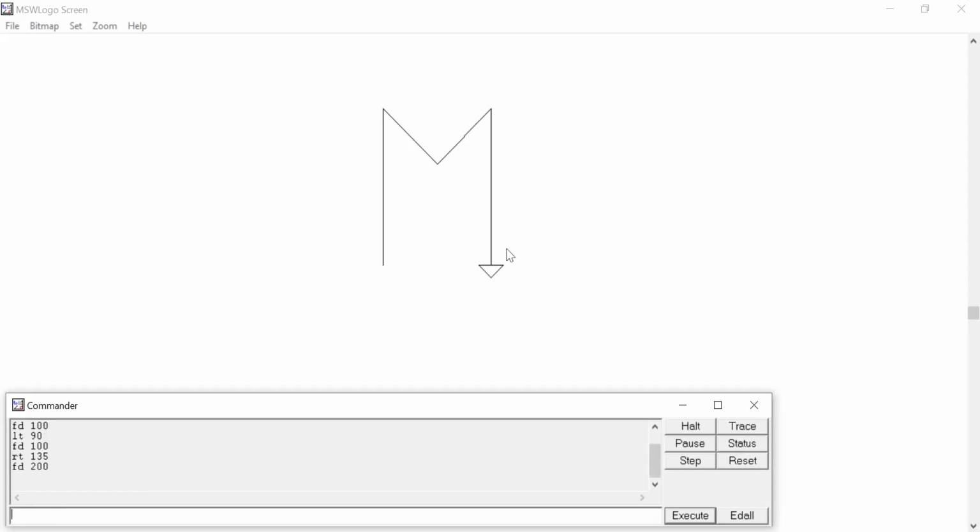So basically, to hide the turtle, the triangle thingy, we have a special command for that, which is HT. H means hide, and T means turtle. So hide turtle. So guys, the turtle is hidden.